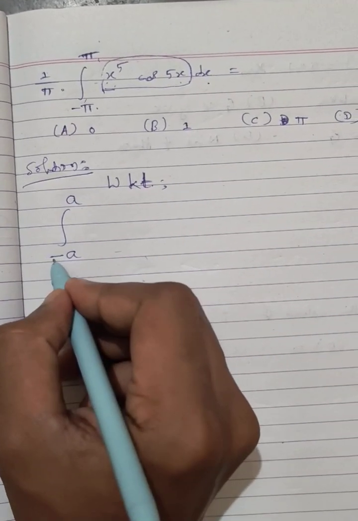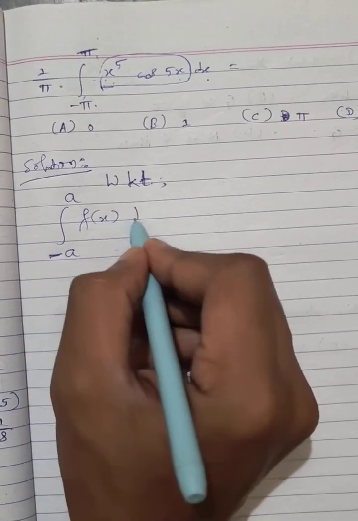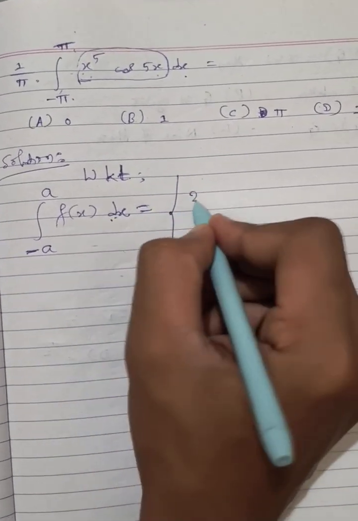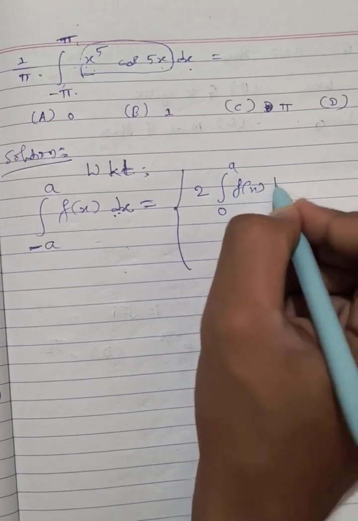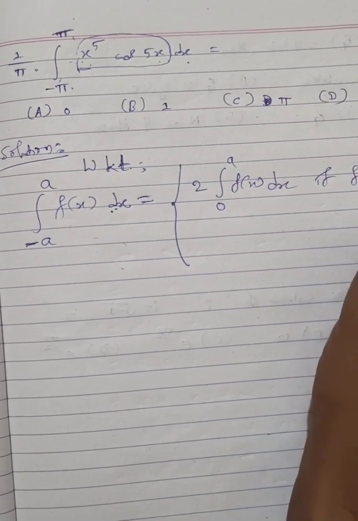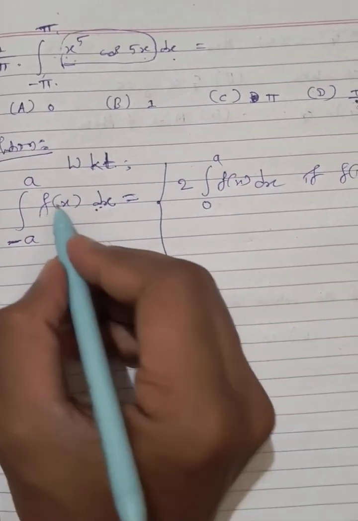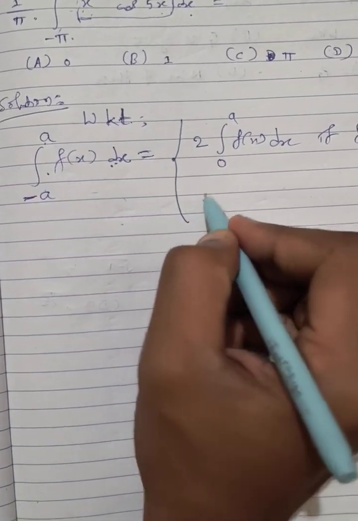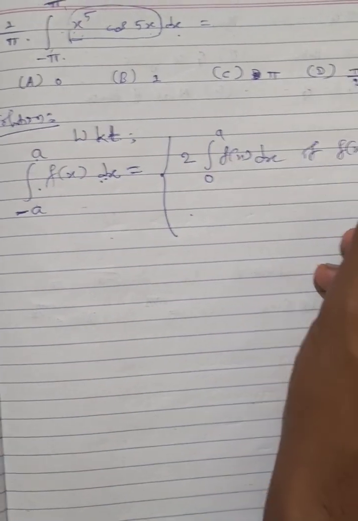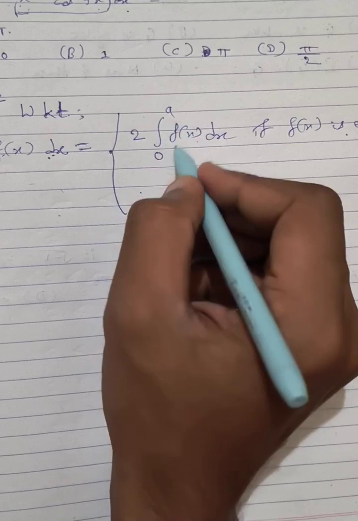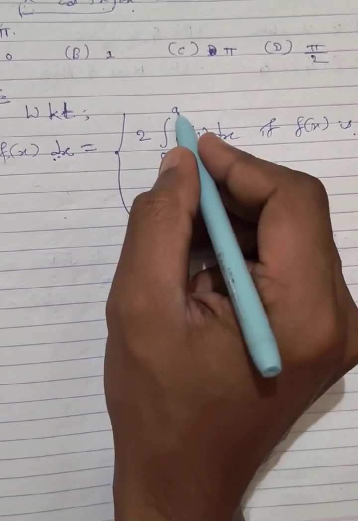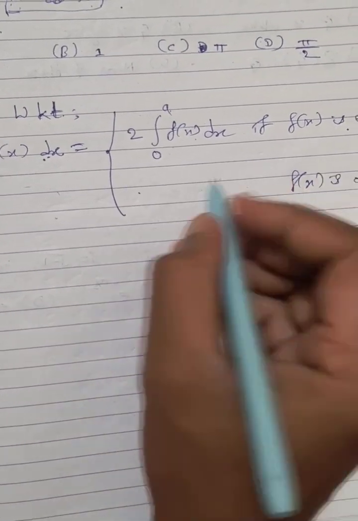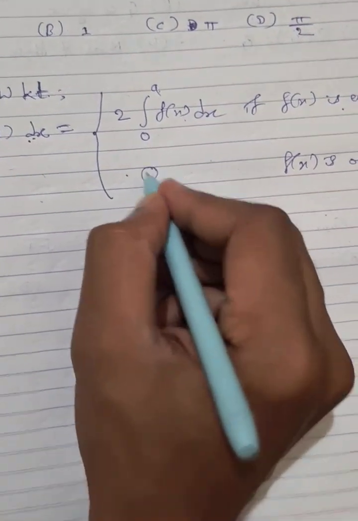Whenever we have integration from minus a to a of f of x dx, this has two possibilities. The first one is that this integral becomes 2 times the integral from 0 to a of f of x dx, if f of x is an even function. And if the function is an odd function, the value of this definite integral directly becomes 0. Is it clear, students?